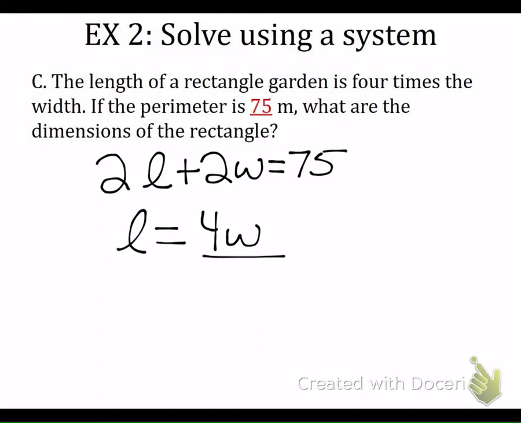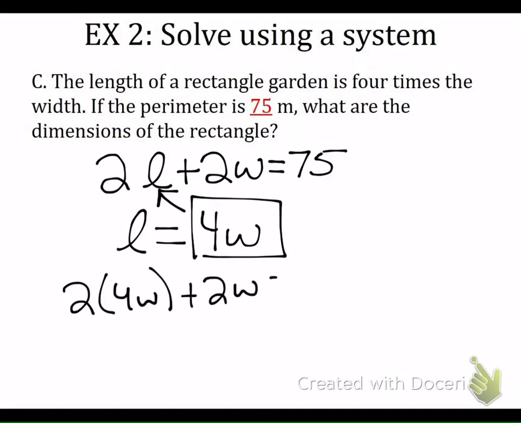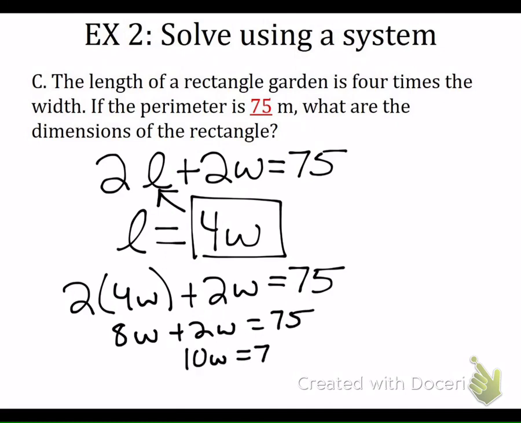All right, so this guy goes in right here. So 2 times 4W plus 2W equals 75. That is 8W plus 2W equals 75. 10W equals 75. When you divide by 10, we end up with a decimal. W equals 7.5.